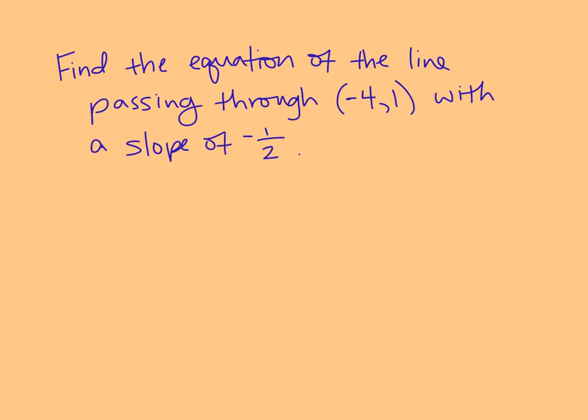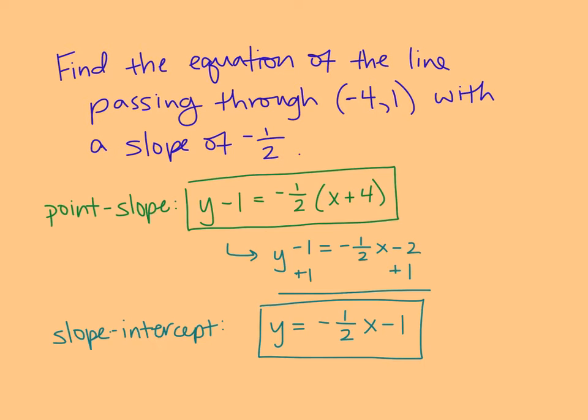For this next problem, we need to find the equation of a line. On your test, you'll be asked to do this twice, and one will have to be written in point-slope form, one in slope-intercept form. So what I'll have you do here is, when you find the equation of this line with these parameters, write it in both point-slope form and slope-intercept form. So go ahead and pause the video to work that out.